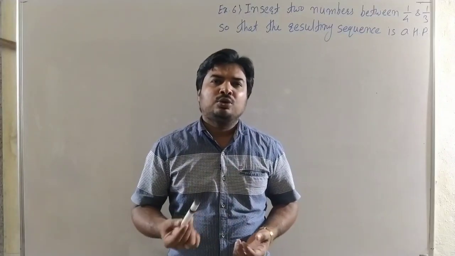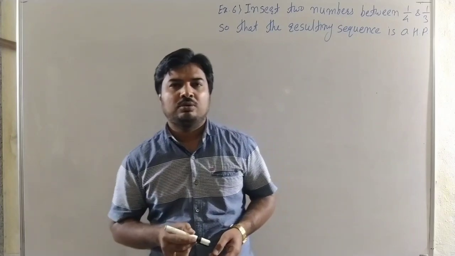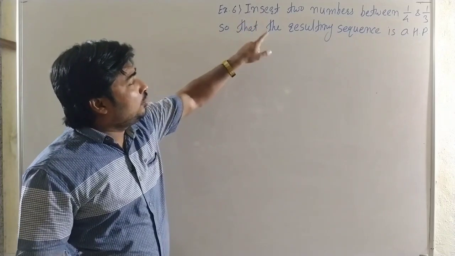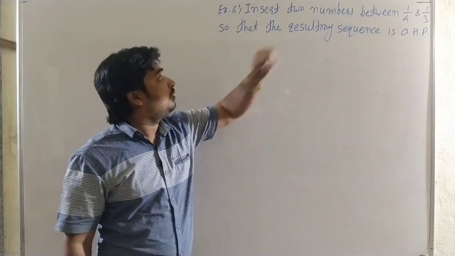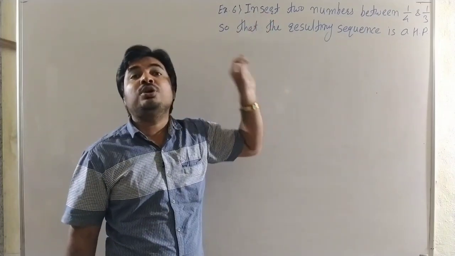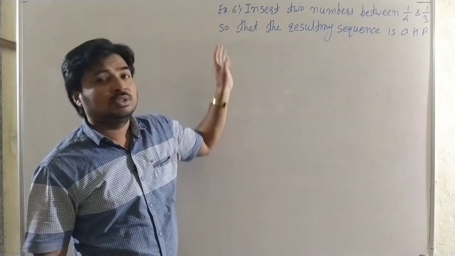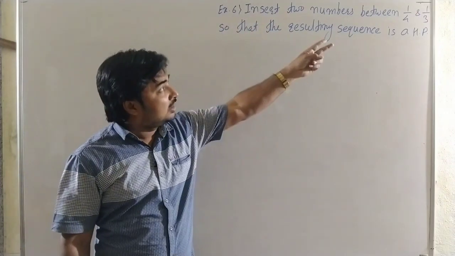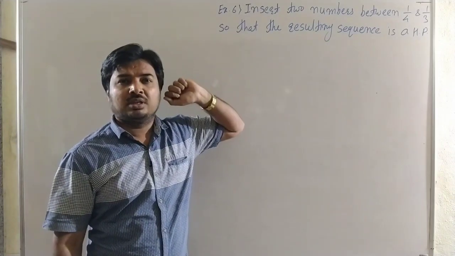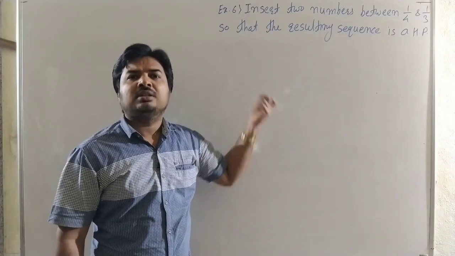In this lecture, we are going to continue the remaining examples in exercise 2.4. Here, the sixth example: insert two numbers between 1 by 4 and 1 by 3 so that the resulting sequence is a harmonic progression. Here we want to insert two numbers, that means there are four given numbers. The two givens and two numbers we consider in between these two numbers. The four numbers are in a harmonic progression. Then we want to find the two numbers.